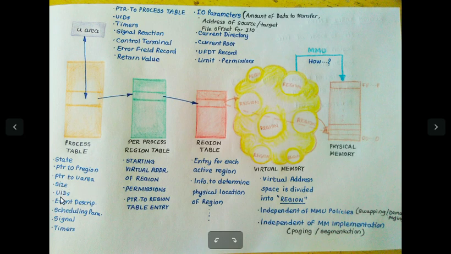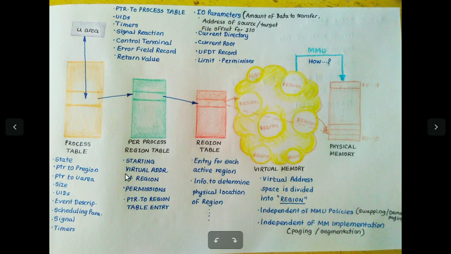Size of the process, associated UIDs, event descriptors, scheduling parameters, so that whenever it is required to schedule the process, these parameters will be taken into consideration. Again, the signals and timer information, so that the system can identify the utilization of the CPU, how much utilization has been done by this particular process.